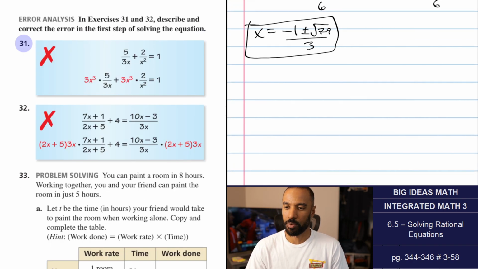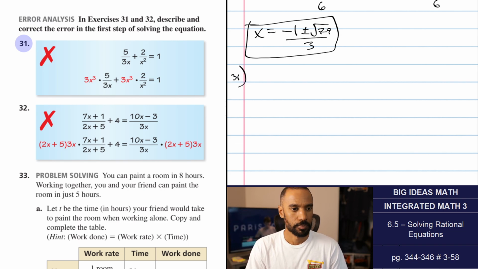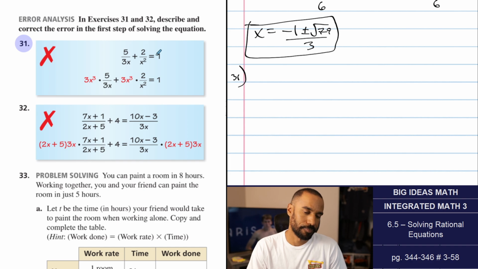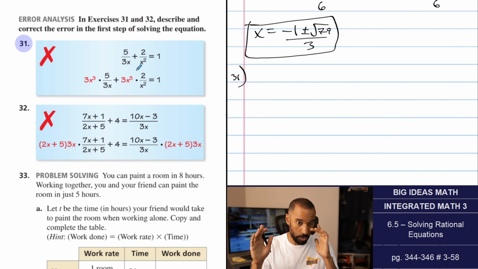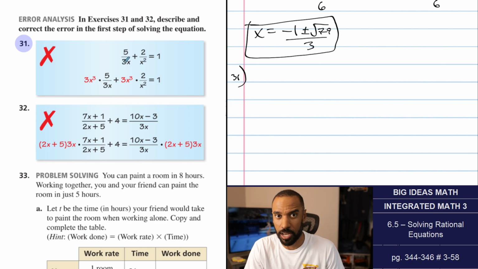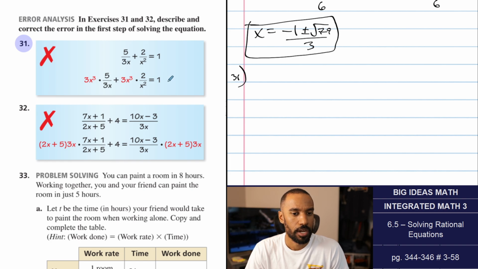Error analysis is where we begin. Number 31, describe and correct the error in the first step of solving the equation. So they're going for a common denominator. Well, it's their choice. They didn't do the least common denominator. There are two things to me. Number one, they didn't do the least common denominator, which is whatever. That's not an error, but that's their decision. Number two, they didn't multiply this 1 by the same number. So that's the real problem here.